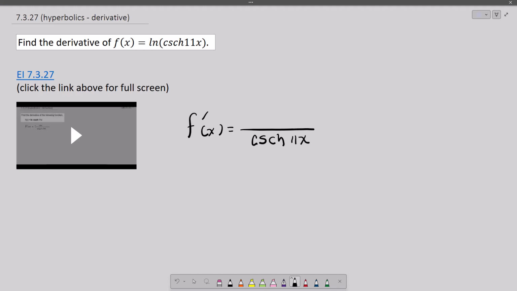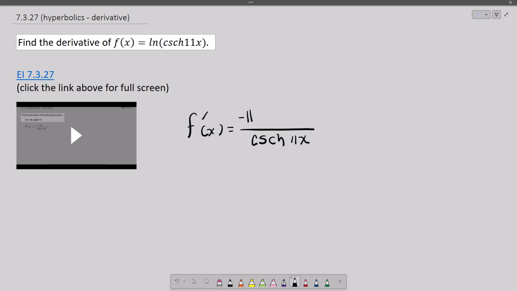So a couple of things to think about. When we are talking about the derivatives of the hyperbolics, we have the primary 3, sinh, cosh, tanh. Those all are going to have positive derivatives. And then the other 3 are going to have negative derivatives. So we know this one's going to be negative. And we can probably see that we're going to have to take the derivative of that angle and multiply by 11 also, so we can put that out in front if we want to be proactive.